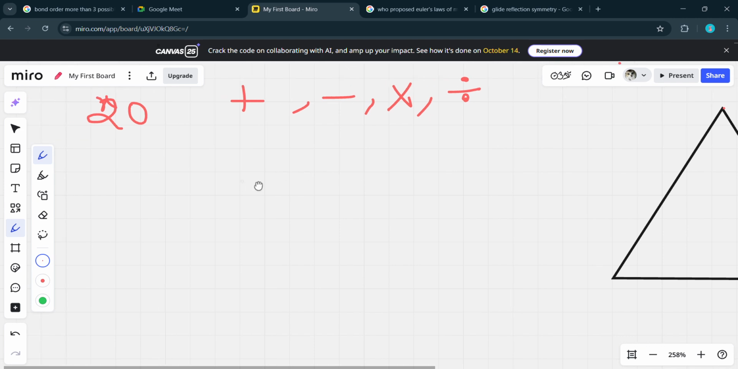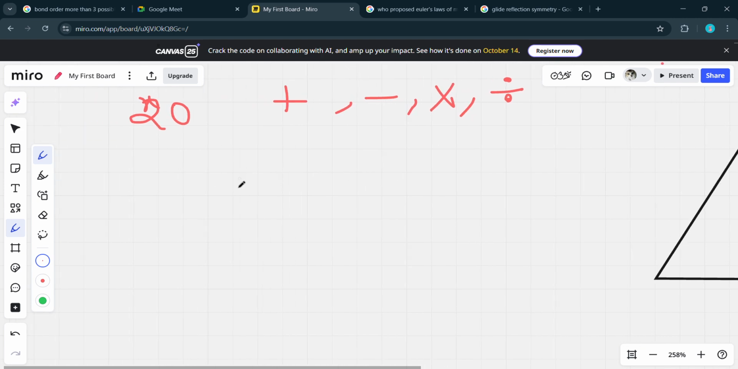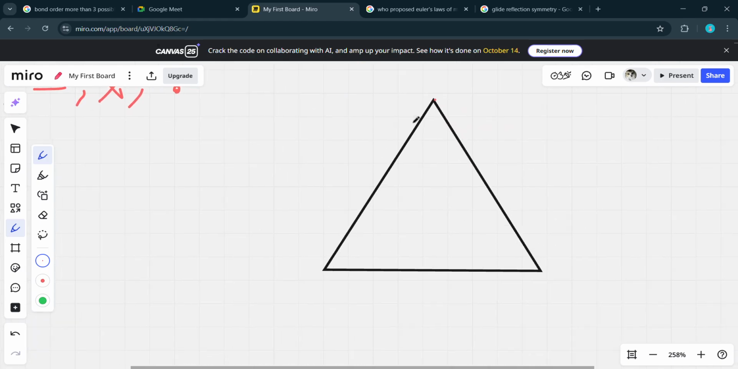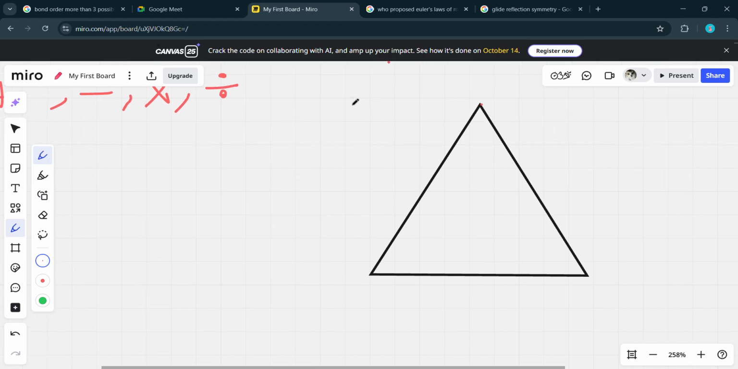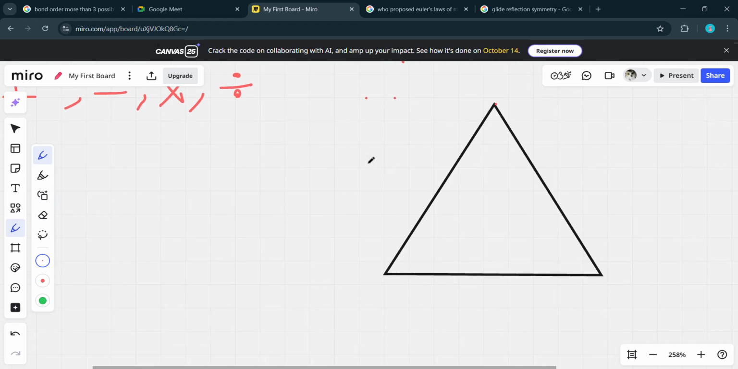So symmetry is something which says that if something is given to you, let's take this triangle for instance, you perform some operations, and the result does not change from the initial. What do I mean by result? What I mean is that after performing the operation, you end up with the same thing as the initial one, the same thing which is taken initially.